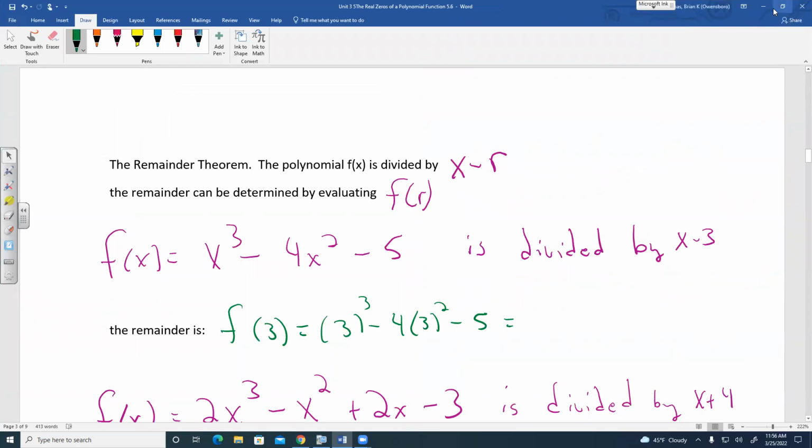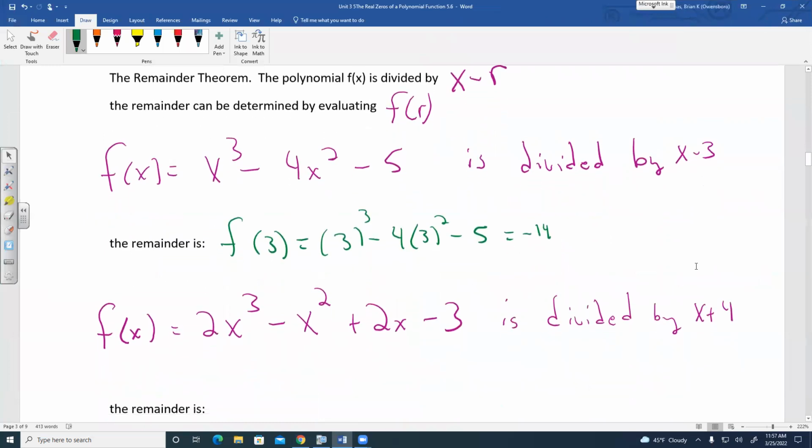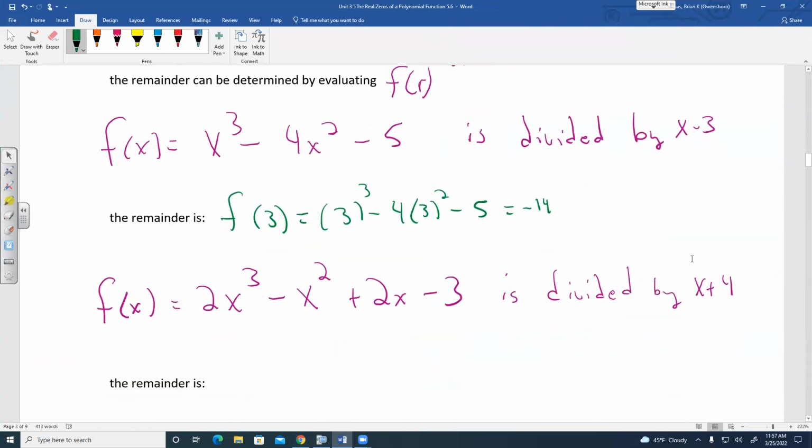So f of 3 would be negative 14. What's interesting, if the remainder is 0, then x minus 3 would have been a factor. But since the remainder is negative 14, that tells me that x minus 3 is not a factor.